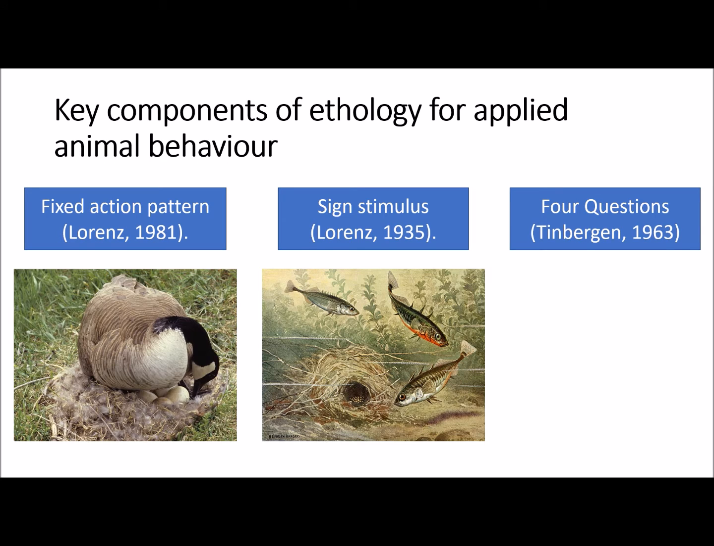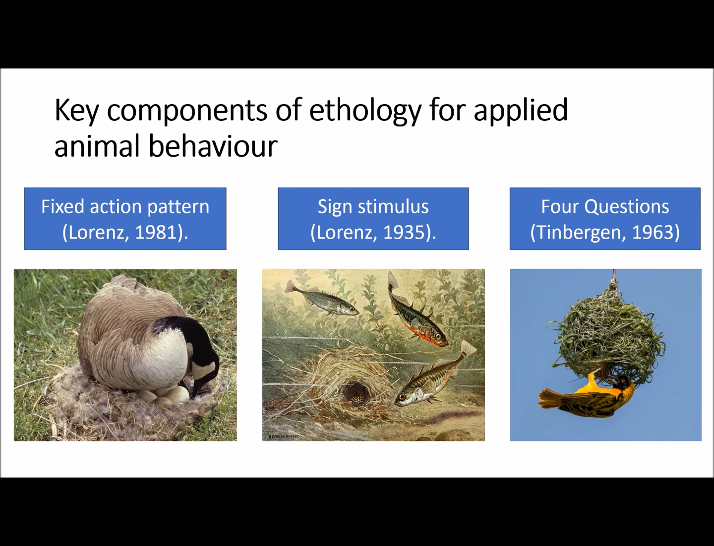A nice example of a sign stimulus is the red front on a male stickleback. That red front, if he sees that colour on another male, will drive him to attack and get the intruder away from his territory. The sign stimulus for the female stickleback is seeing that red front on the male fish, which will cause her to come into the breeding condition. So the sign stimulus is required for that key behaviour to be performed.